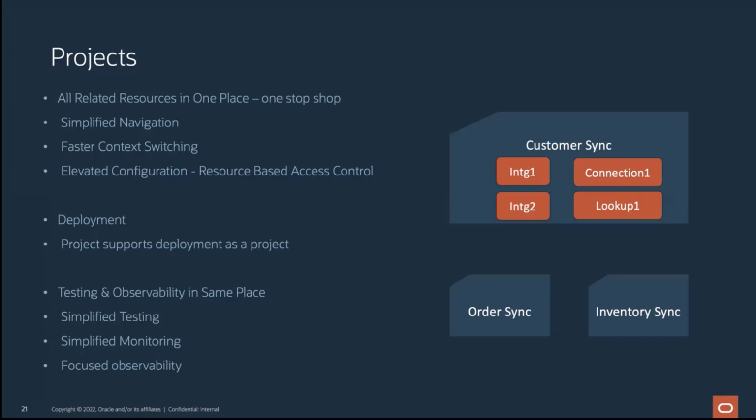And then you've got testing and observability in the same place. Thinking back to Gen 2, that's like the monitoring tool. So within projects, you can look at only the integrations that have been activated for this particular project. You don't have to sift through your entire environment's integration monitoring and tracking. It's everything in one place.